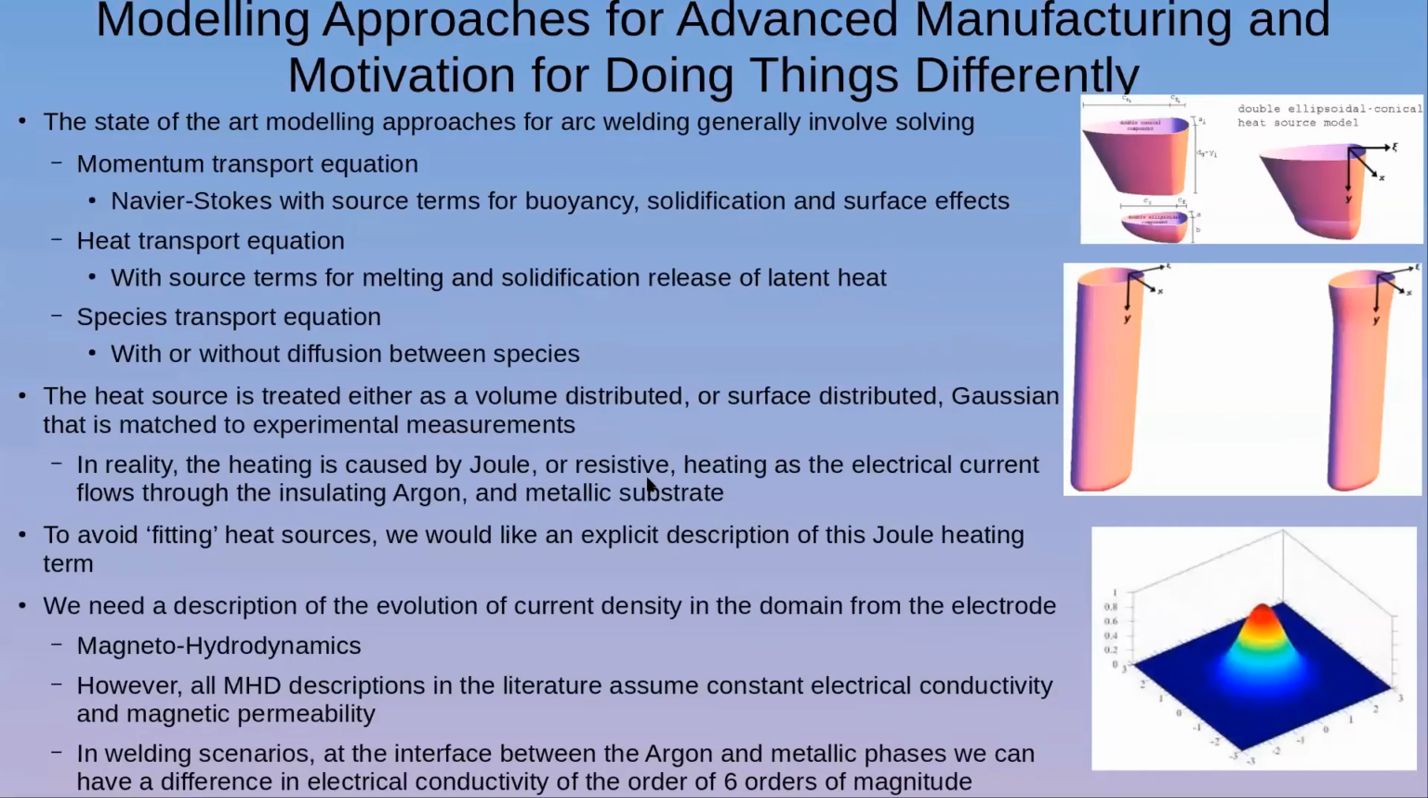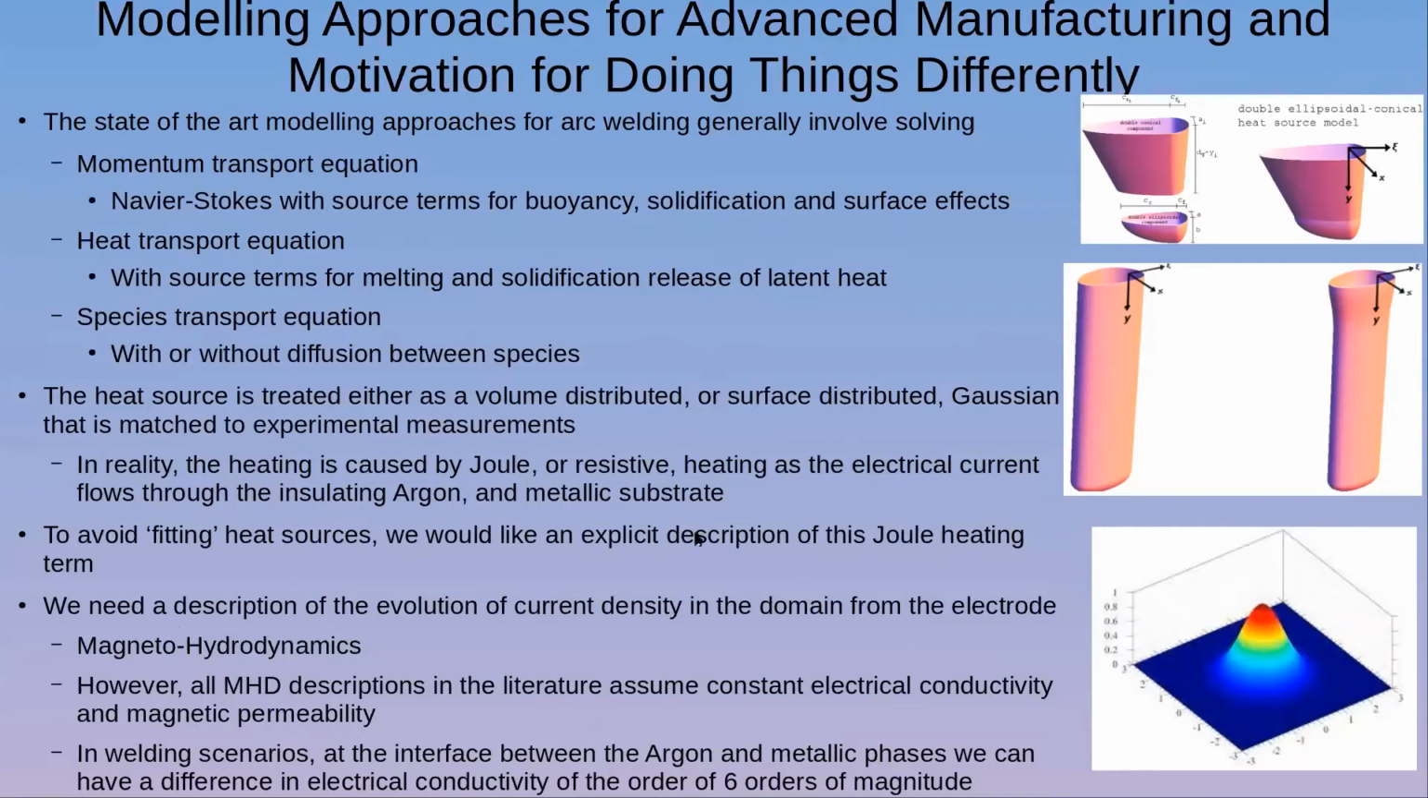Generally the cutting edge modeling approaches for how the heat profile evolves in the substrate is a thermal fluid dynamics approach, where you would solve a momentum transport equation, heat transport equation, species transport equation, with a volume of fluid type approach, like an interFoam type approach for the metal and the gas. And then you'd apply a volumetric heat source, or a surface heat source. But the problem is, with those surface heat sources, you have to fit them to the experimentally measured or experimentally applied heat sources. So that's a bit of a bottleneck.